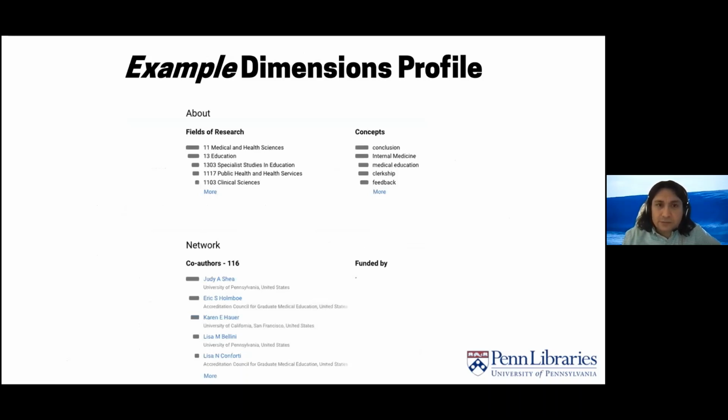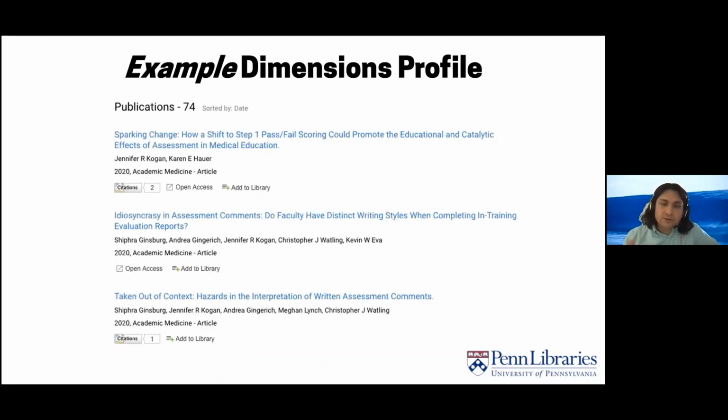It identifies the fields of research according to the journals she's been publishing in, and it identifies some concepts, kind of like tags for each of the articles, and identifies who her co-authors are. You keep scrolling on the profile, which is where I got these screenshots. You can also see a list of publications, and for each it tells you how many times they've been cited.